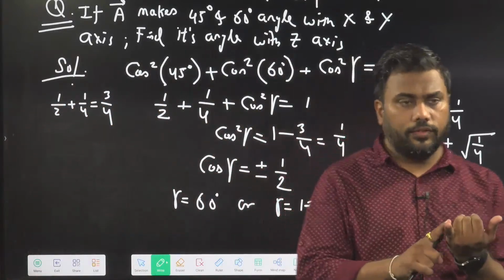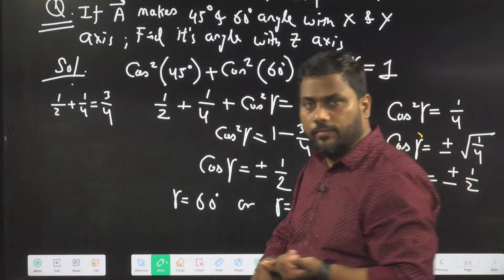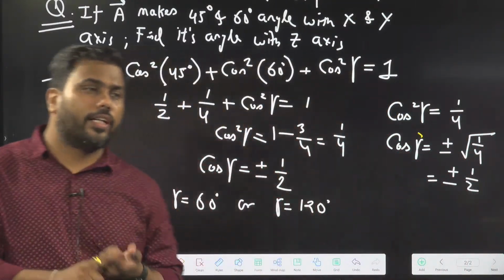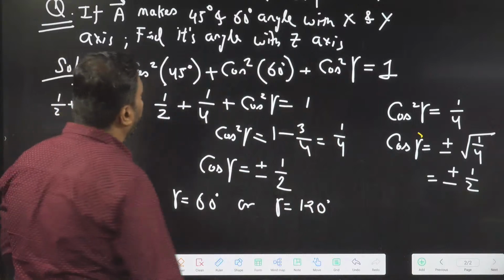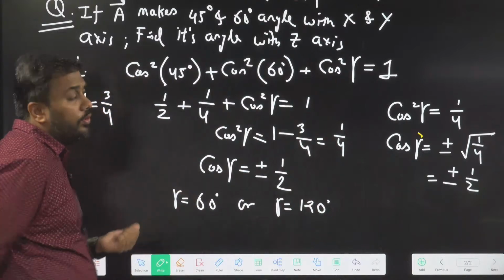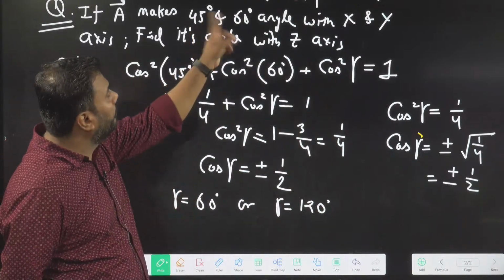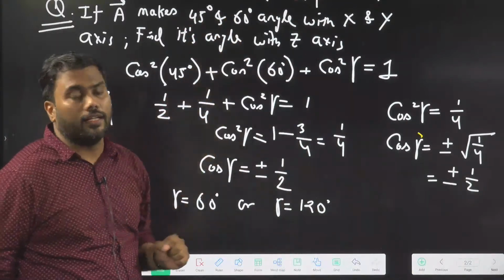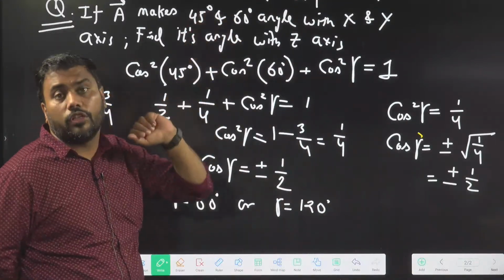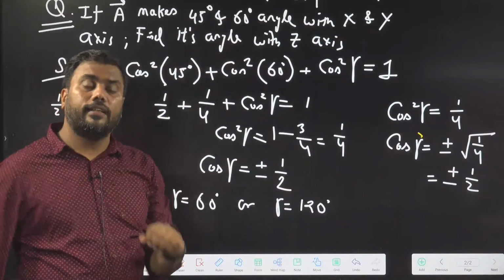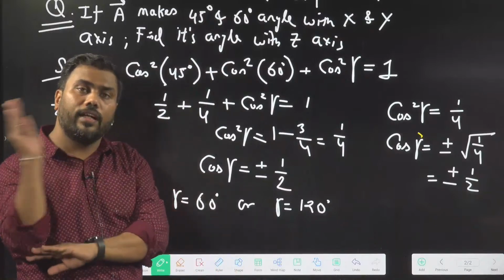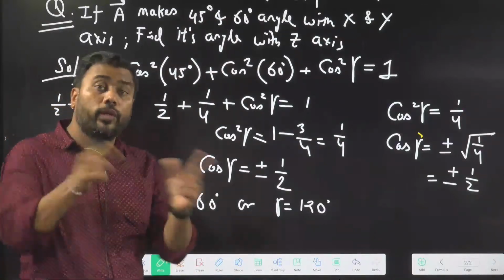Angle of vector with x direction and y direction was given, and we were calculating angle of vector with z direction. Okay? And you can see one more thing here. The sum of angle with x and y is not 90 because we are in 3D. In 3D, it's not necessary that the sum of angles with x and y must be 90. In 2D, it should be.